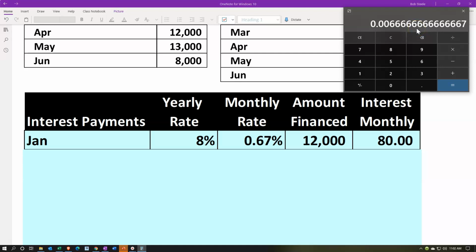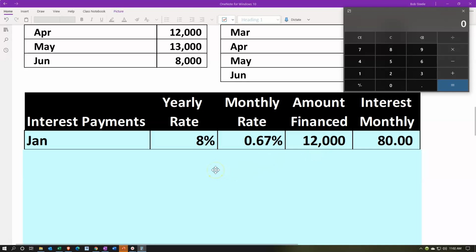So in any case, now we could take that number and multiply it times the loan amount, the amount that's going to be financed, the $12,000 at the monthly rate, and that's going to give us our $80. Notice it'll be a little bit different if I round it here. If I say 12,000 times 0.0067, moving the decimal 2 places over, we get a little bit different number here, and that's going to be the effect of rounding.